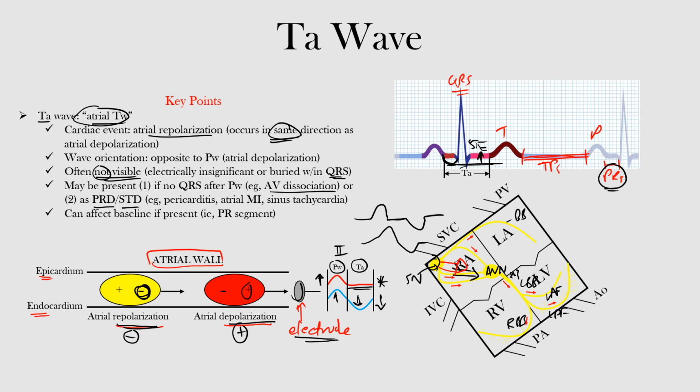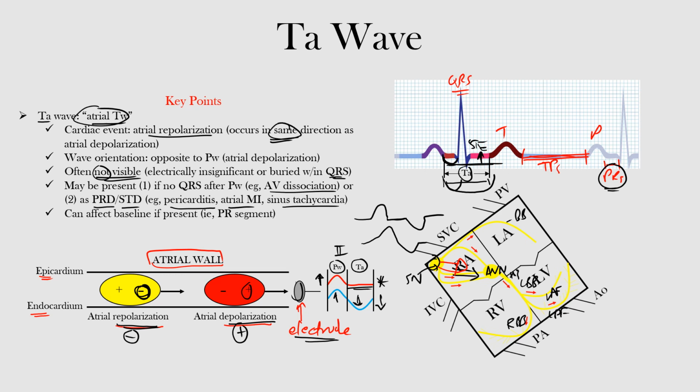Remember, the TA wave can appear at any point from here to here. If it's going downwards, that's where we could have the PR depression, or it could extend all the way to this point where we would have the ST depression. That could be present in pericarditis, atrial infarcts, or even sinus tachycardia. Those are some instances where we can see PR depression or ST depression.